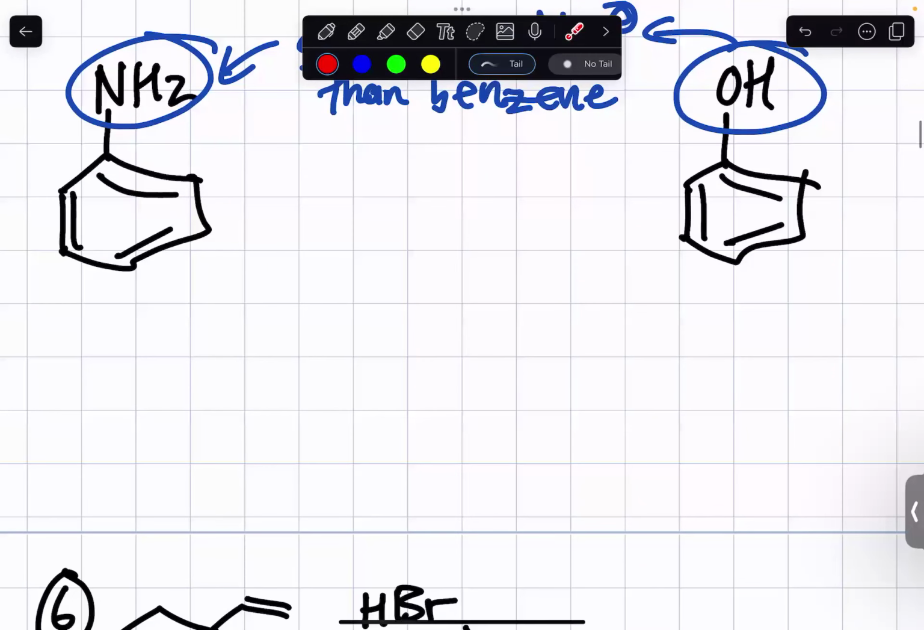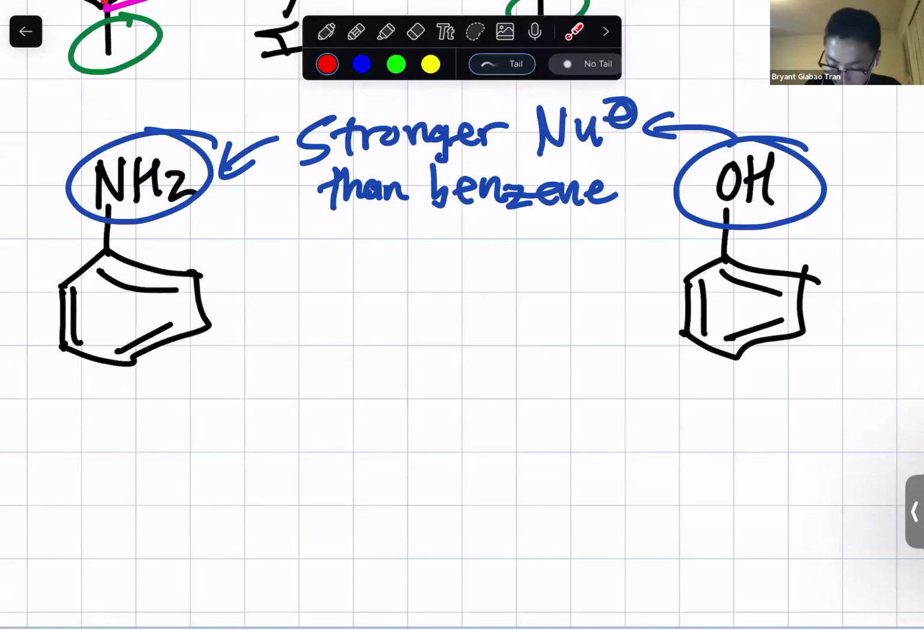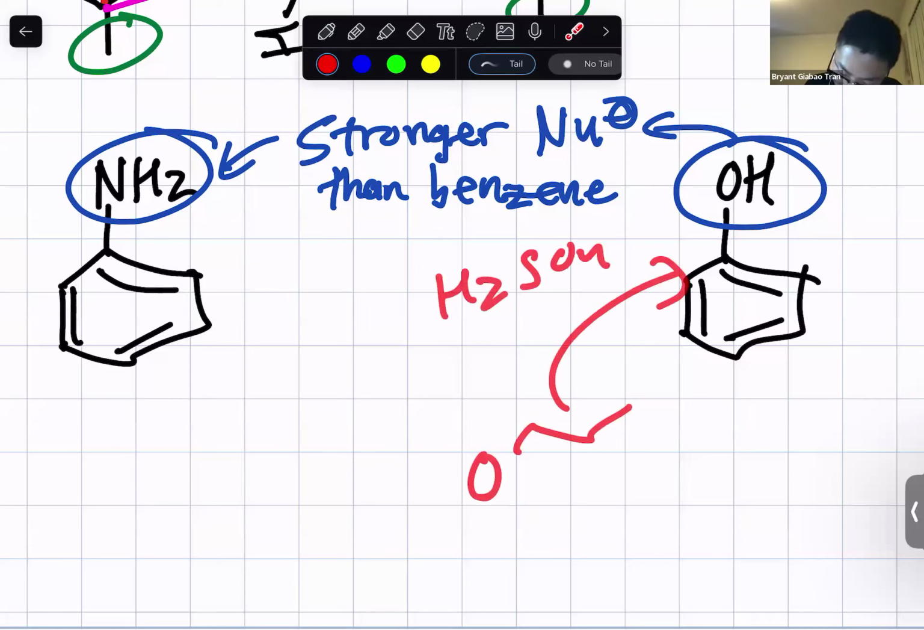Is there a way you can go back from the ether to the alcohol after you add it? Yeah, so to go from the ether back to the alcohol, you use, let's say, acid and water.